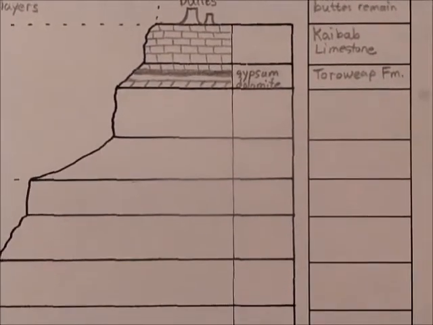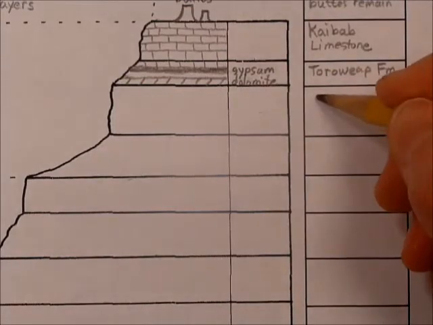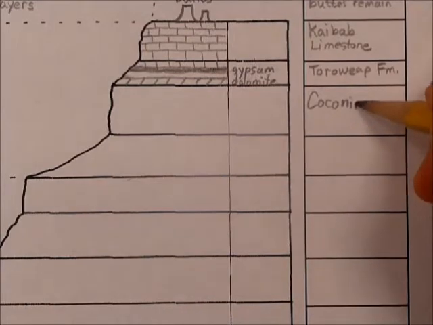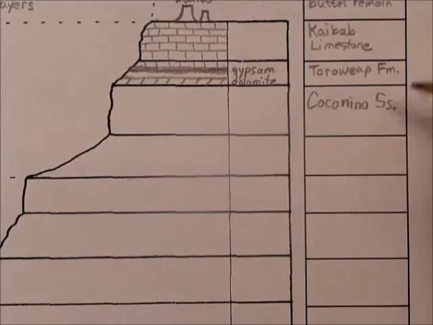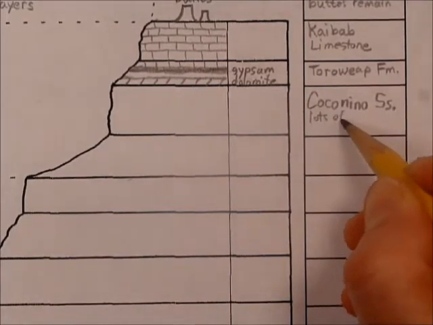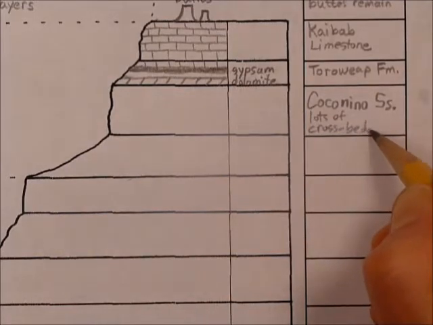Next we come to another very well-known layer called the Coconino Sandstone. C-O-C-O, Coco, N-I-N-O, Nino, and then I'm going to abbreviate sandstone SS. And then I'm going to write here, lots of cross bedding.